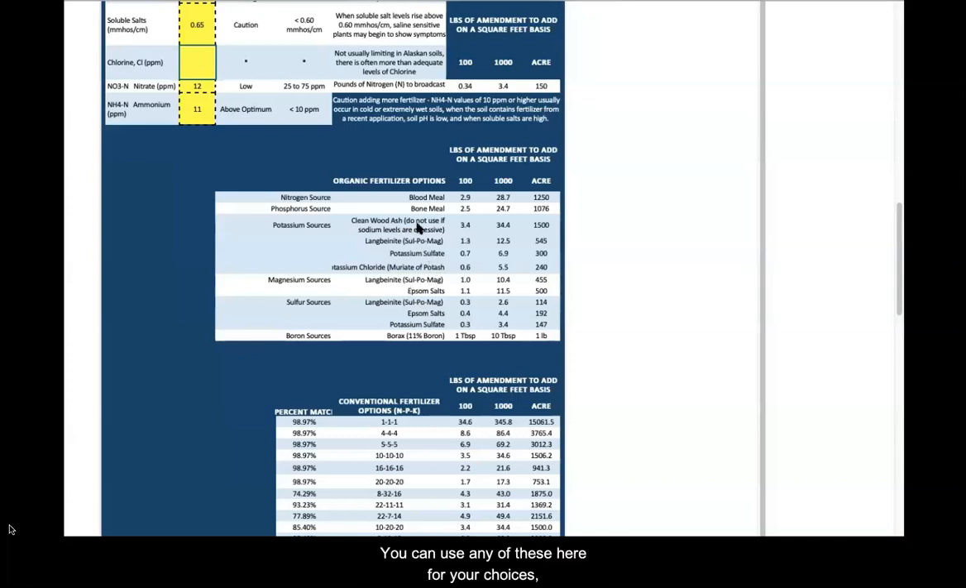You could use any of these for your choices, but the thing I look for is that these things also have other nutrients in them. The langbeinite also has sulfur and magnesium in it. So I see down here I also need sulfur and I also need magnesium. So I'm going to go ahead and use langbeinite at a rate of 1.3 pounds per 100 square feet. And that's actually going to meet all of my needs. It's going to add a little bit more than we need for sulfur, but it's going to meet all the needs for potassium, magnesium, and sulfur.